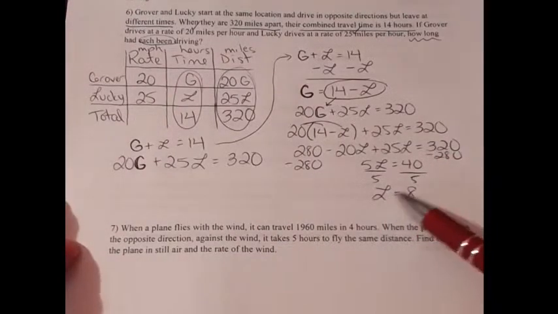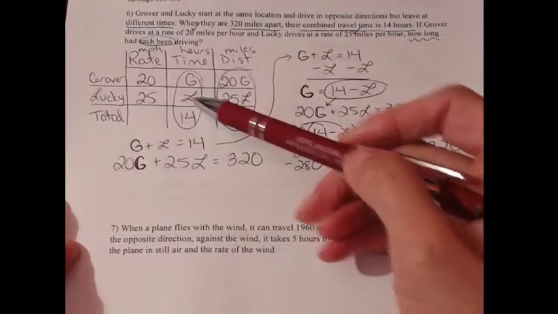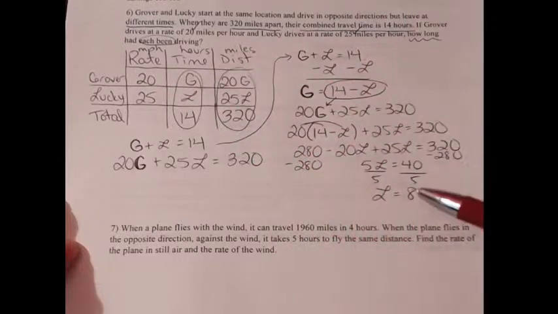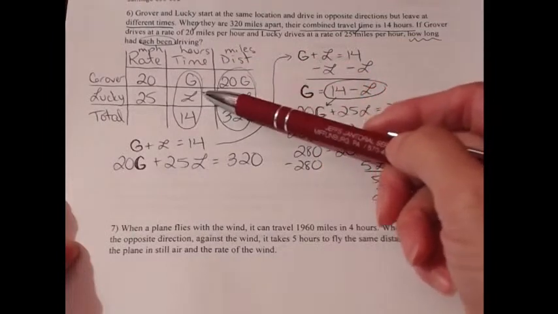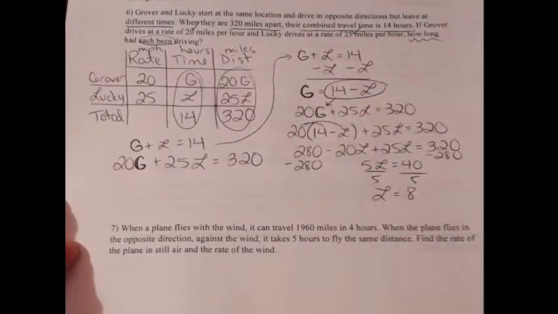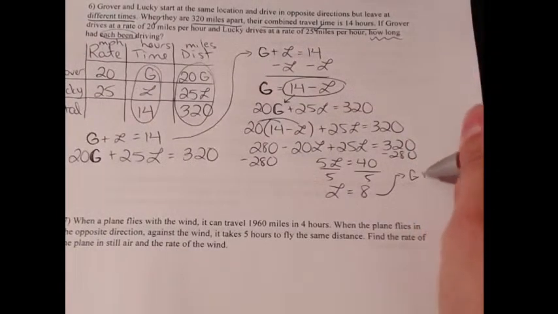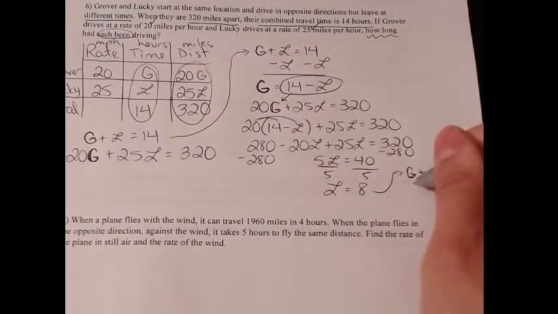So if we know that L is 8, and we go back to our chart, we see L refers to Lucky's time. So Lucky's time is 8 hours, right? But we also know that Grover's time plus Lucky's time is 14. So if I consider, and I'm actually going to write it over here, G plus L, see my G's, I swear, G plus L is equal to 14, and we know that L is 8.